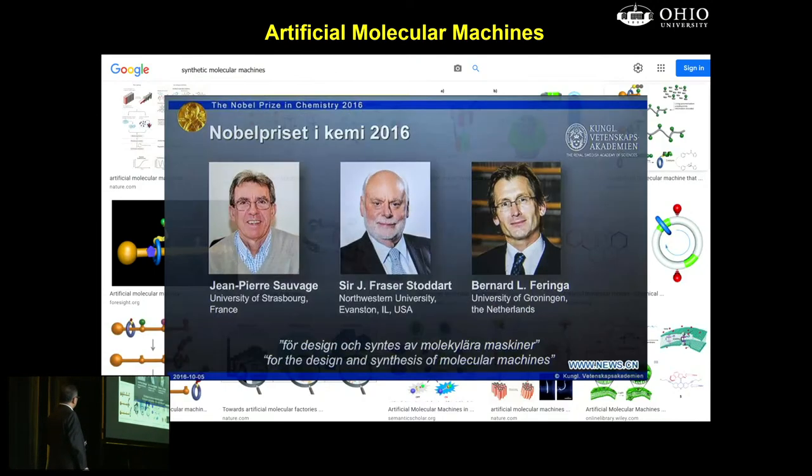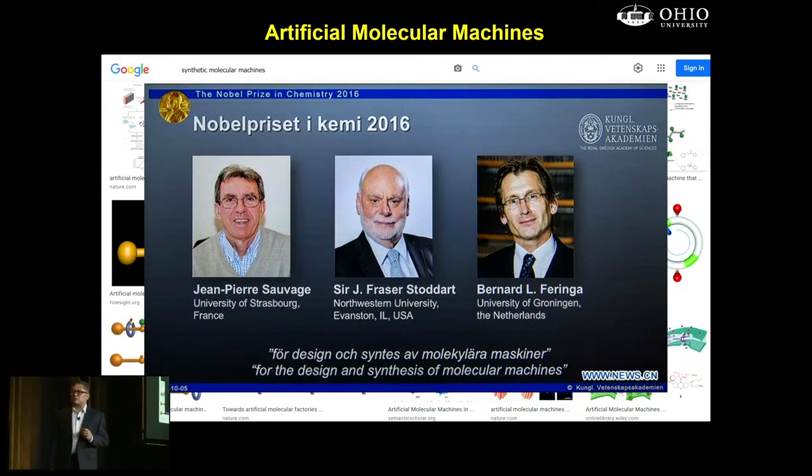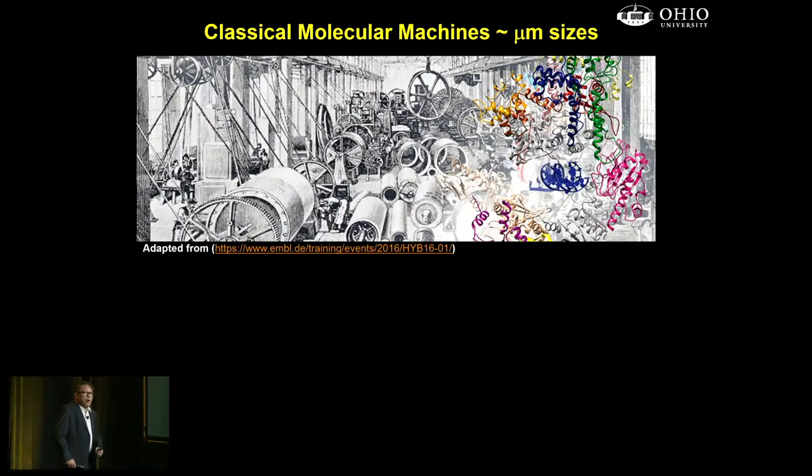The research on molecular machines, of course, was celebrated by the Nobel Prize in 2016. These three scientists got the prize for their work on artificial molecular machines. The molecular machines that we know operate in what we call the classical regime, classical mechanics in physics. That's you or I. We understand that if I jump, I will fall down because of gravity.